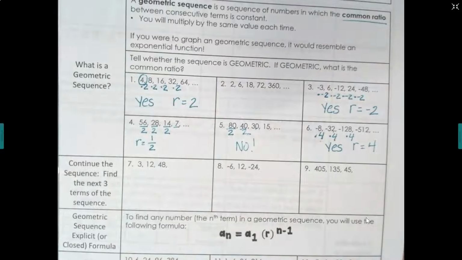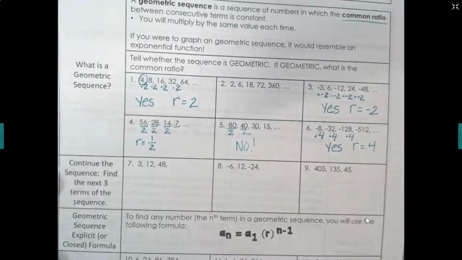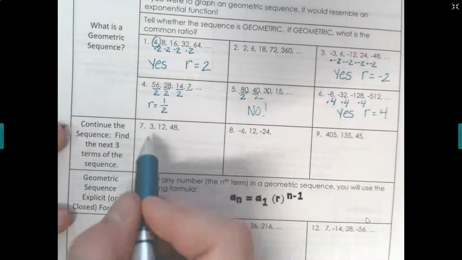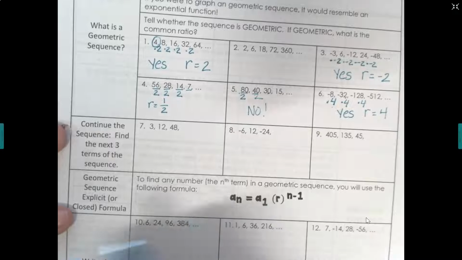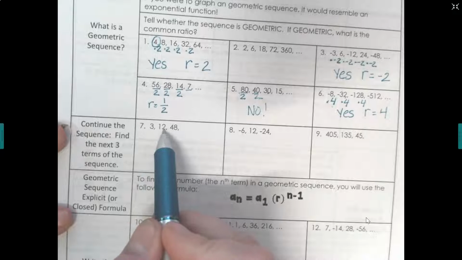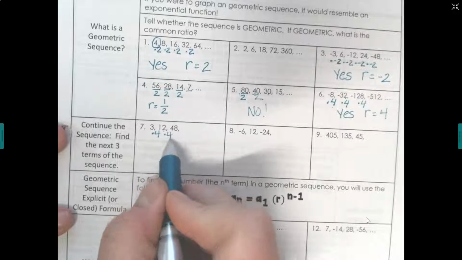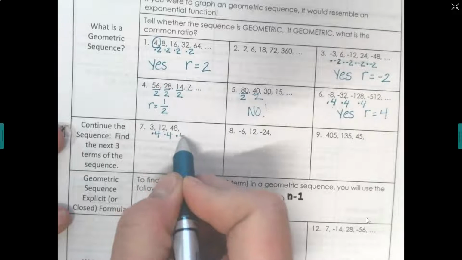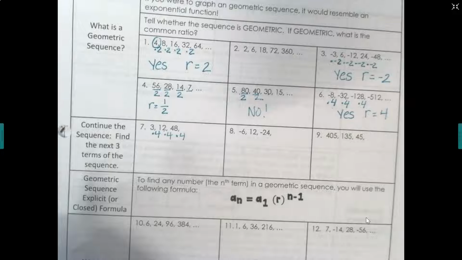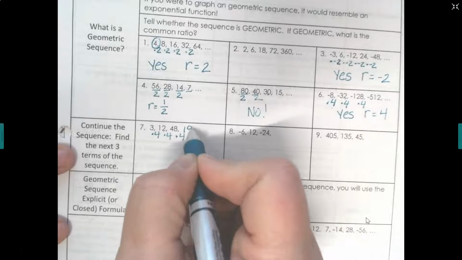All right, if you remember when we graphed our exponential functions previously, you notice that they could get really big or really small pretty quickly. So let's watch what happens if we follow the pattern. Let's see if we can find the next 3 terms of the sequence. 3 times what would give me 12 would be times 4. And let's double check. 12 times 4 would give me 48. So we want to do the same thing. 48 times 4. When I use my calculator, I get 192.